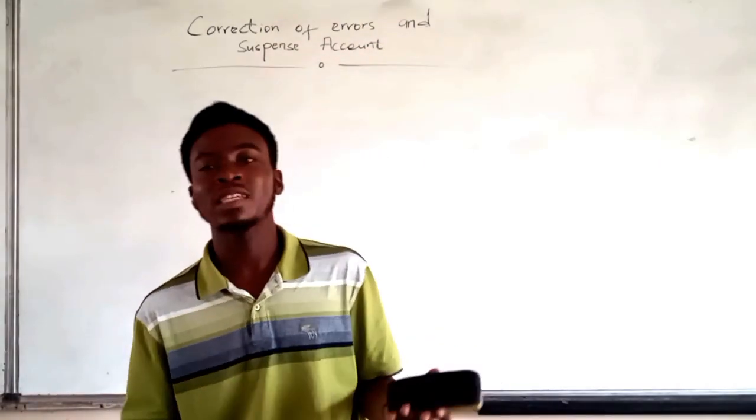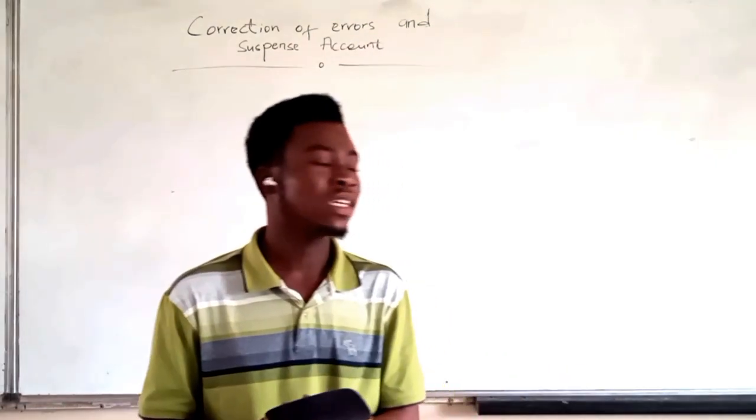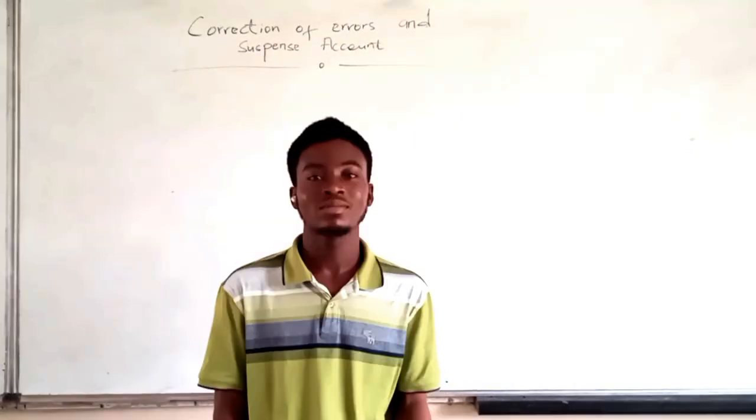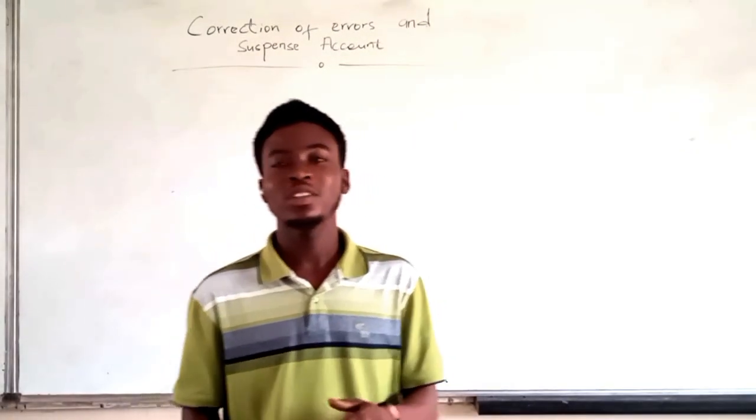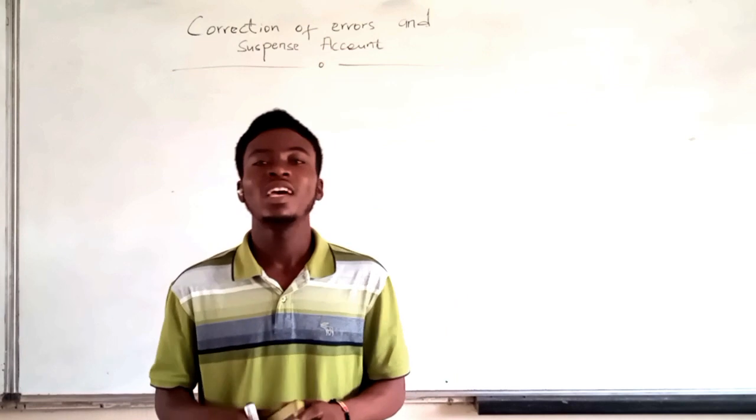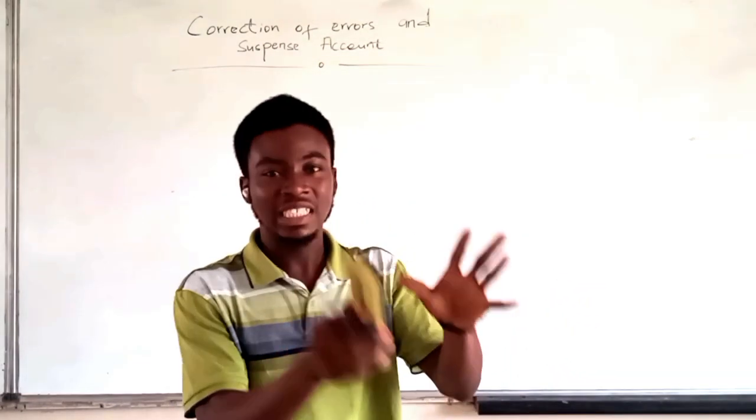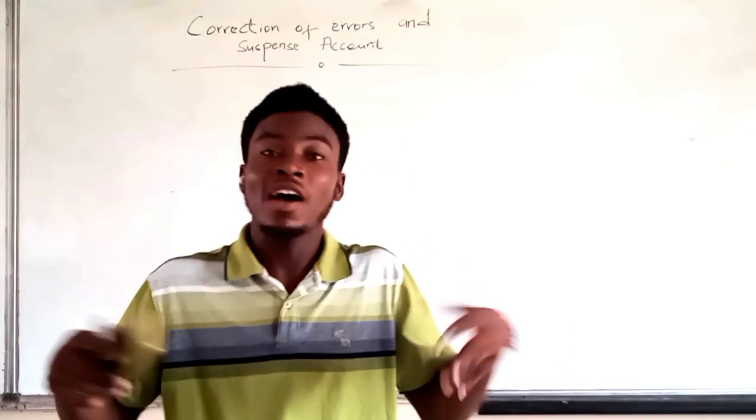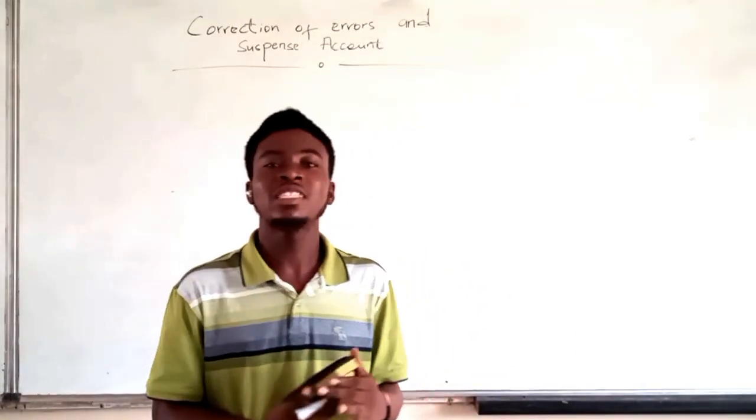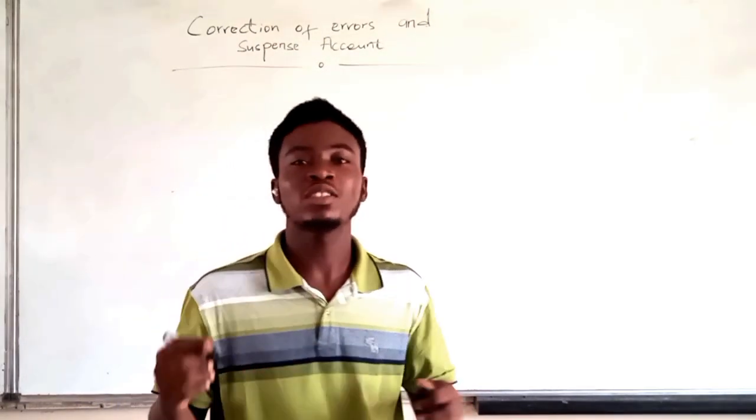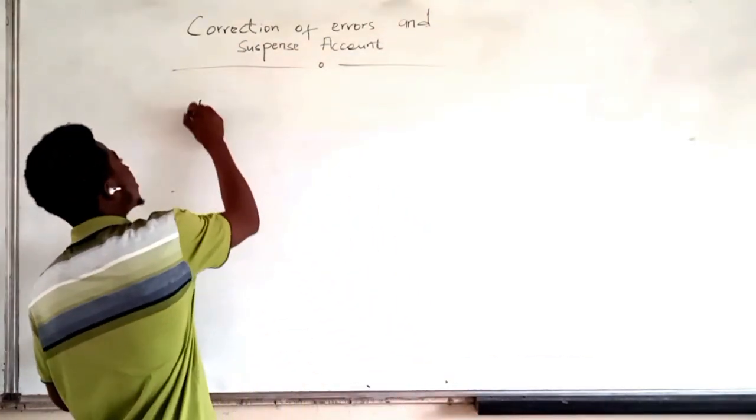We have the errors that affect the agreement of the trial balance and errors that do not affect the agreement of the trial balance. Let's start with the errors that affect the agreement of the trial balance. Any transaction that is recorded partially, or partial recording of a transaction, is going to affect the agreement of the trial balance. So the first one is the error of single entry.